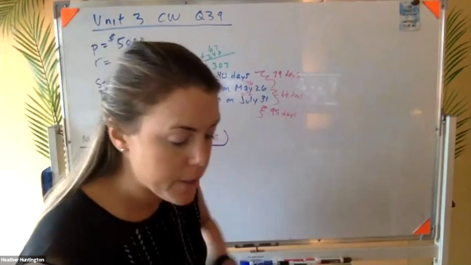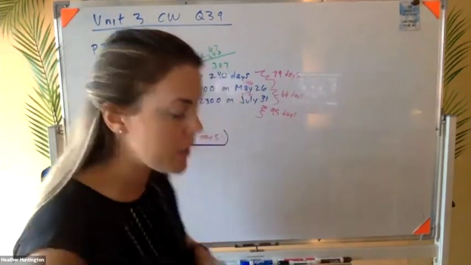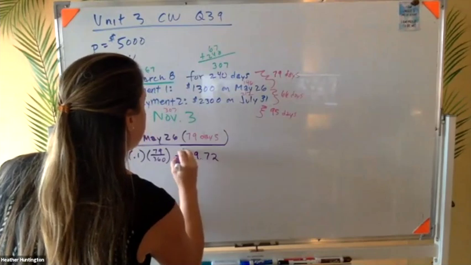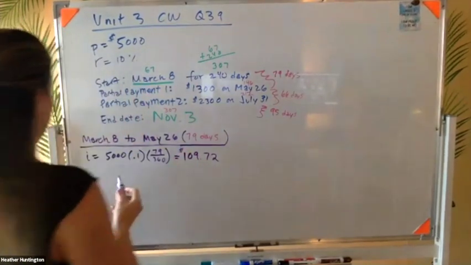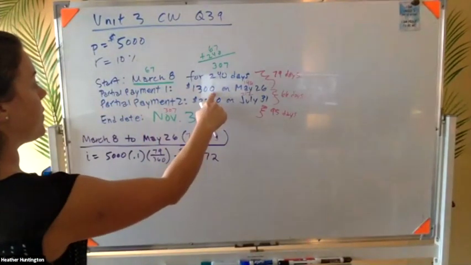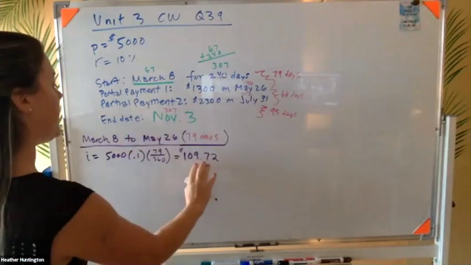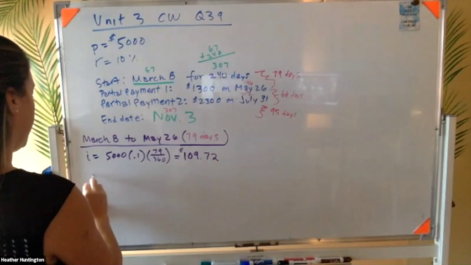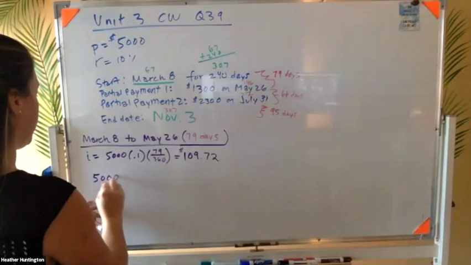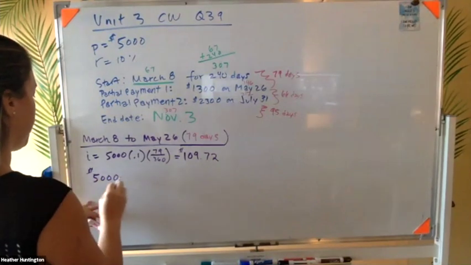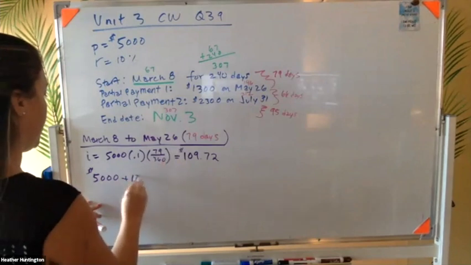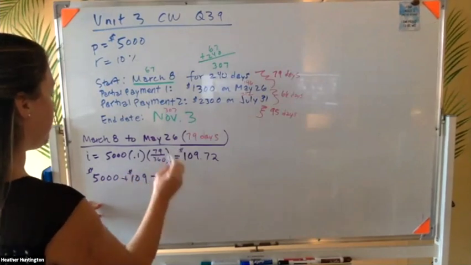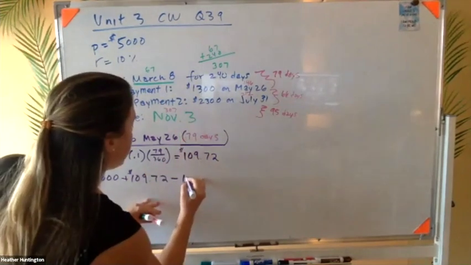Okay, so in that period, I'm getting that it's $109.72. We have a payment of $1,300, so that's going to go towards paying the interest first. The best way to do this is to say that the total amount that's owed is 5,000 plus now 109.72. But let's subtract out our partial payment now of $1,300.